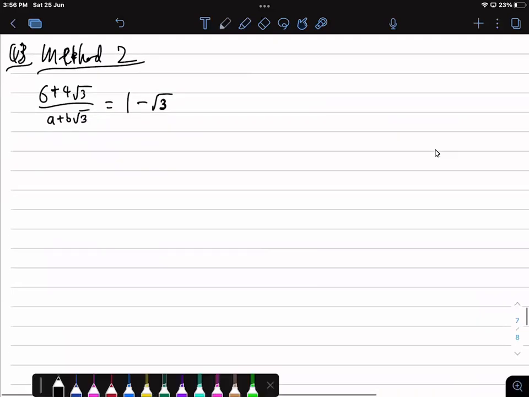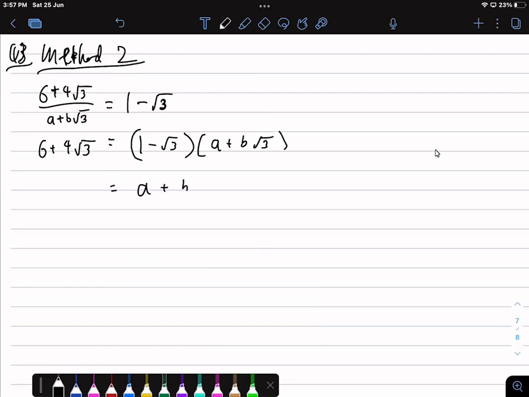Still on question 3. We're trying to solve for a and b. Method 2 here, what we can do is to multiply the a plus b root 3 over to the other side. So 1 minus square root 3 multiplied by a plus b root 3. Then you expand: 1 times a, 1 times b root 3, b root 3. Minus root 3 times a, minus a root 3. Minus root 3 times b, positive b times root 3 root 3, which is just a normal 3. Simplify, you get a plus 3b plus square root 3 times b minus a. Is that okay?